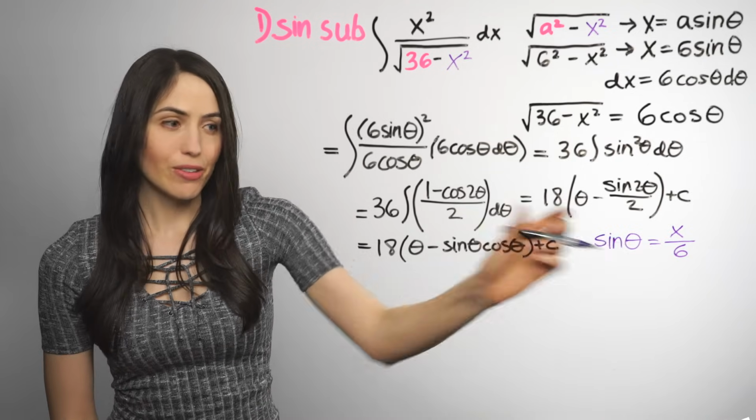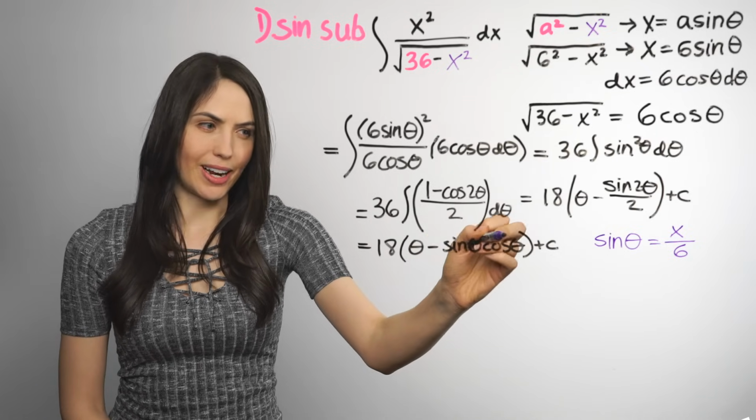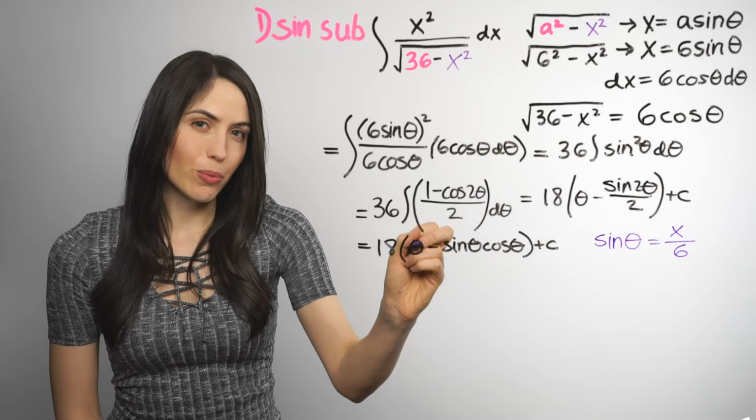So we can use that for sine theta to replace that in terms of x. But how do we replace cosine theta? We don't have that already. How do we get it? We have to do a little bit of right triangle trig.